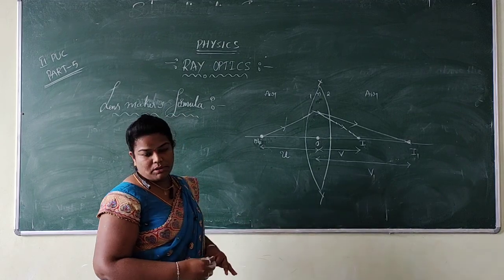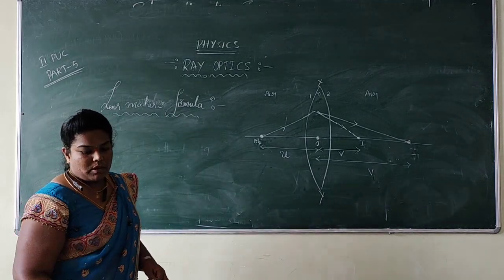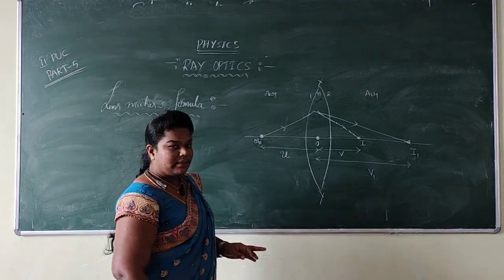So this is the diagram for deriving the lens maker's formula. Let us derive the formula in the next class.